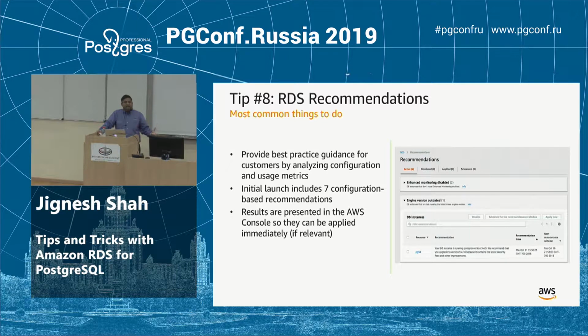If you're running an outdated minor version, the recommendations will prompt you, saying you are running an older minor version and we would like you to upgrade. The advantage of using recommendations is that once you come to the screen, you can see them, and there is a one-click option to apply immediately or schedule it in your maintenance windows, right?